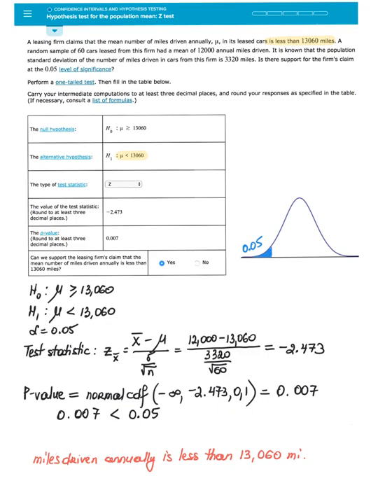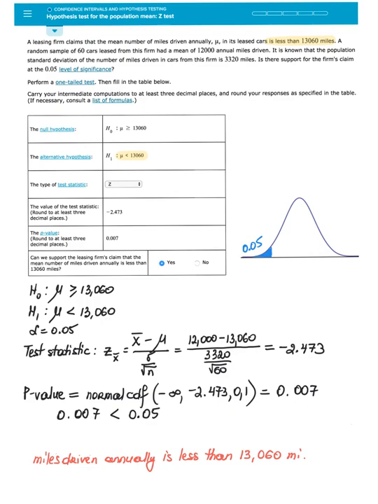So when you read stories like that, I advise that you start by writing down the alternative hypothesis, which states that the mean annual mileage for the leasing fleet of this company is less than, that's their claim, 13,060 miles.